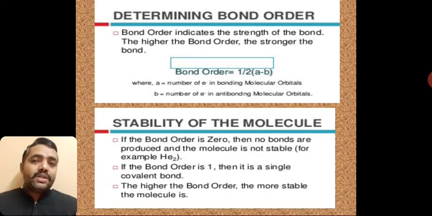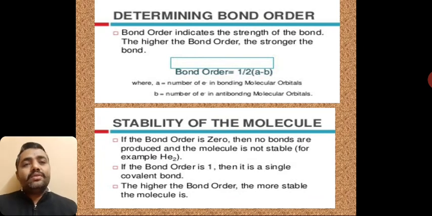Bond order is directly proportional to bond strength but inversely proportional to bond length. Bond length increases, bond order decreases. Bond order increases, bond length decreases, but bond strength increases. Keep this formula in mind, because you can apply it to some examples, homonuclear diatomic molecules.